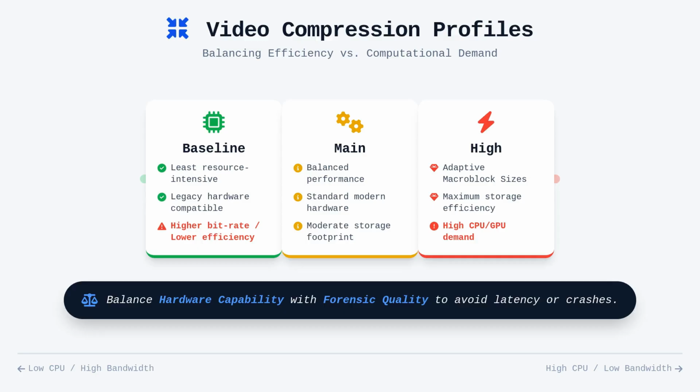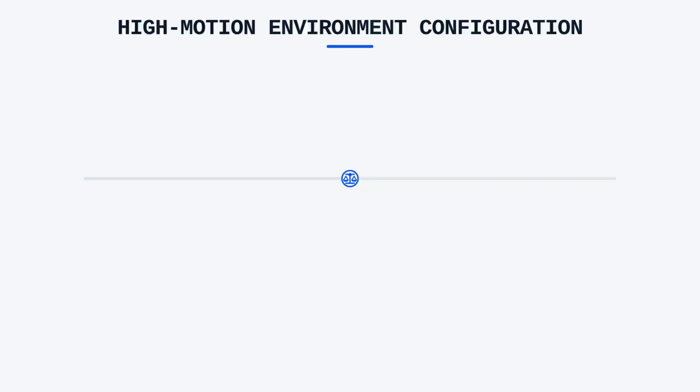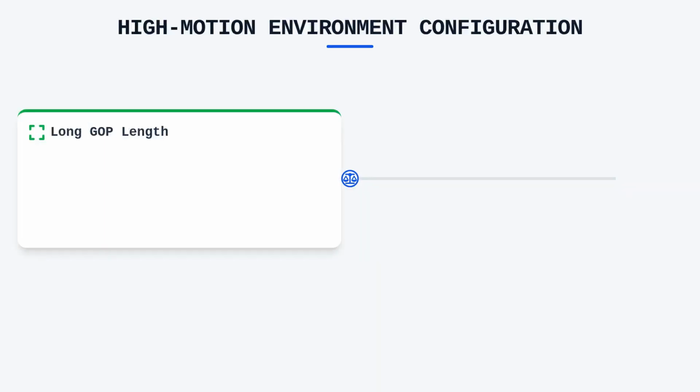The goal is to align the profile capabilities with the specific requirements of your hardware assets and the necessity of high-quality forensic evidence. When you configure a high-motion environment, the interaction between your GOP structure and your profile settings becomes the most significant factor in managing your total bandwidth usage. If you set a very long GOP length to save space, you are effectively decreasing the number of I-frames, which drastically lowers the average bitrate, but also increases the time required for a client to start rendering a clear image.